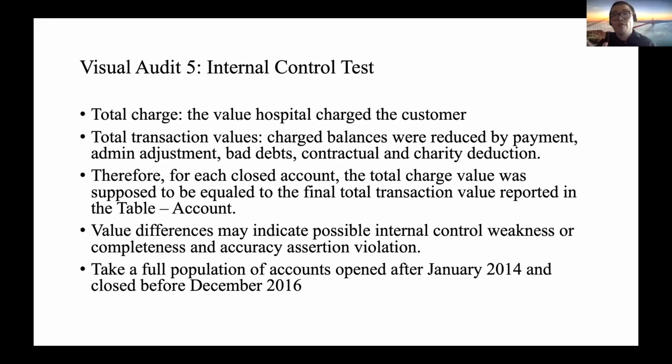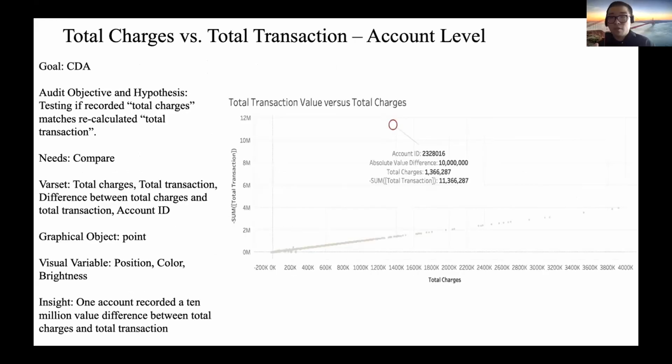Theoretically, those two values should be equal. The total charge should match the calculated total transaction. So any value difference may indicate a potential internal control deficiency or some violation of auditor assertions. So we come up with this hypothesis, and we directly jump into a CDA process and test if the recorded total charge matches the recalculated total transaction. And we use a scatter plot, all right? And we did find an outlier here.